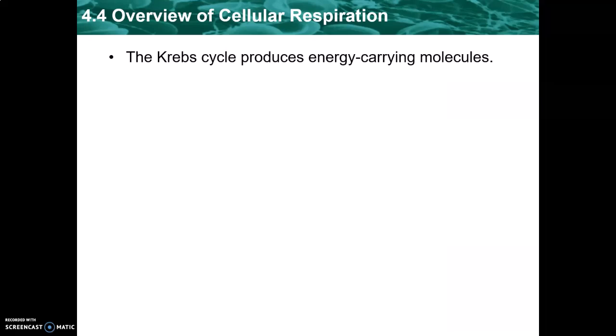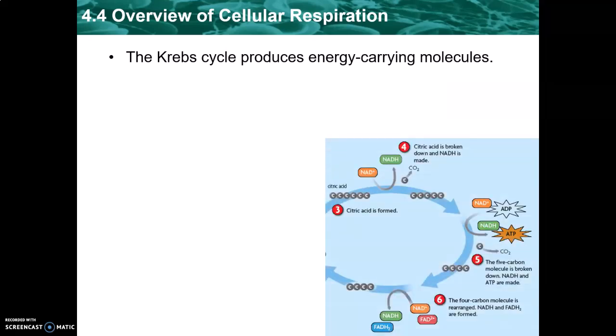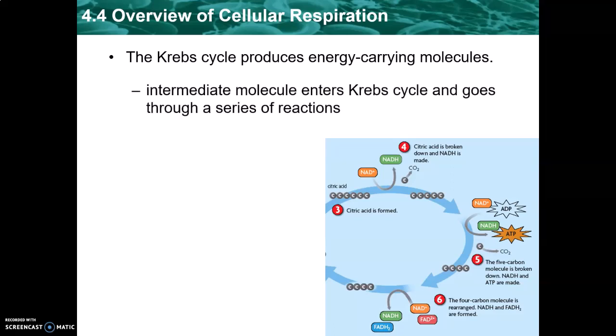So now let's look at the specific steps of the Krebs cycle. Here's that same diagram that we just looked at. So to summarize what has happened here, that intermediate molecule, we said the pyruvate has to be broken down a little more before it can enter the Krebs cycle. That's what I mean by the intermediate molecule. So that enters the Krebs cycle and it goes through a series of reactions. That's all you need to know about the reactions. Don't worry about how many carbons or what's formed or how many molecules.